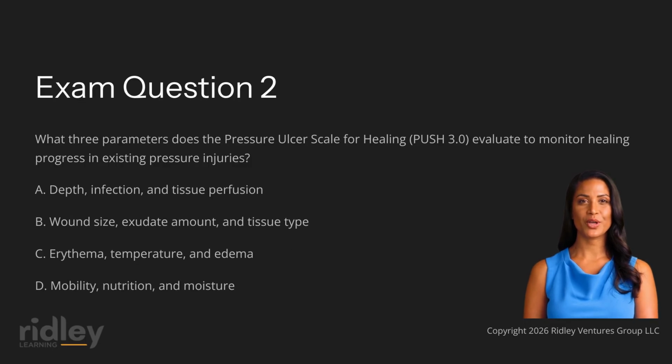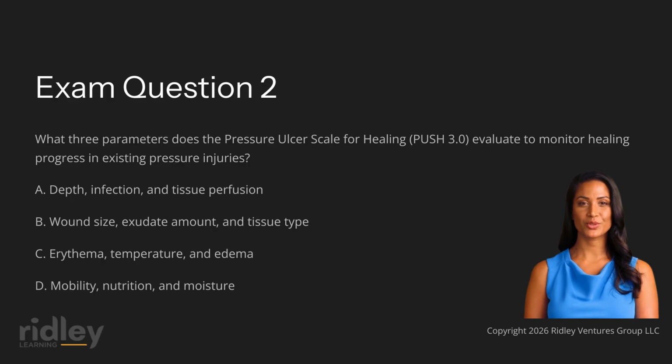Question 2. What 3 parameters does the Pressure Ulcer Scale for Healing, known as PUSH 3.0, evaluate to monitor healing progress in existing pressure injuries? The correct answer is B, wound size, exudate amount, and tissue type.